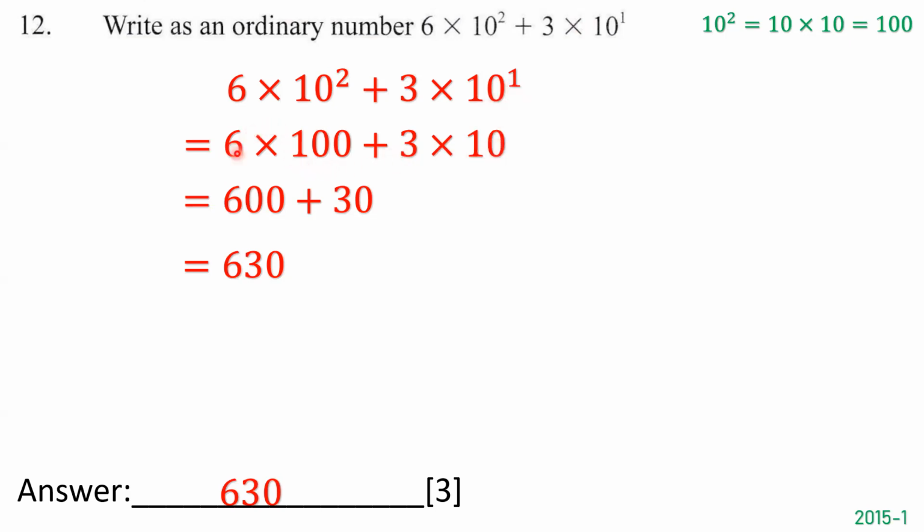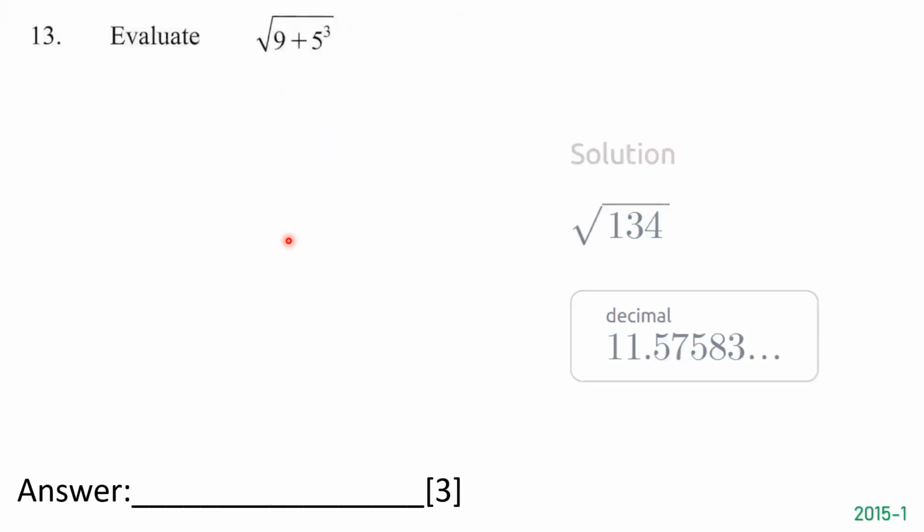And so we multiply 6 times 100, which is going to be 600. And we multiply 3 times 10, and then 3 times 10 is going to be 30. So we do 600 plus 30, which is going to be 630. And so the answer here is 630. Okay, moving right along, we have this next question.